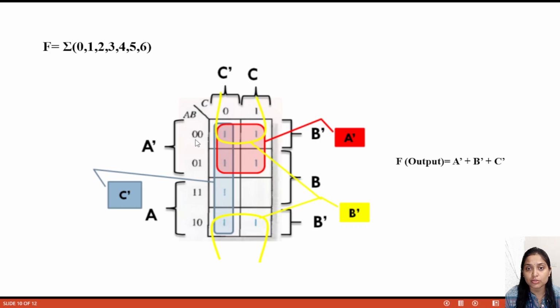So here also 0 0 means A bar, B bar. Here it is written A bar, here it is actually B bar. Okay, so 0 1 means A bar B, 1 1 means A B, and 1 0 means A B bar. In the positions where 1 is written, according to the question, 1 is already written.